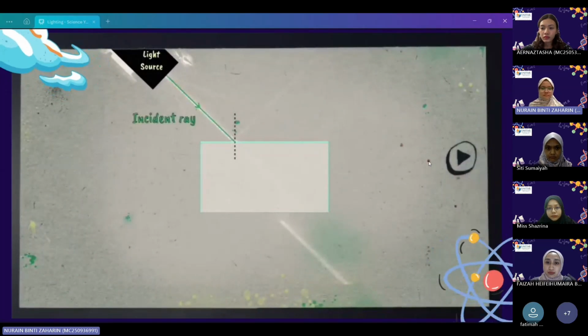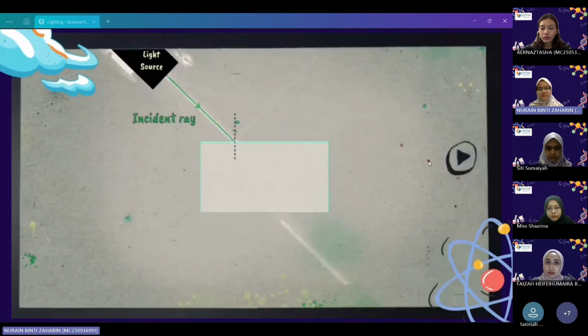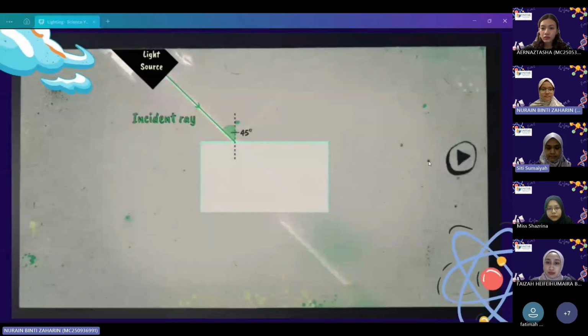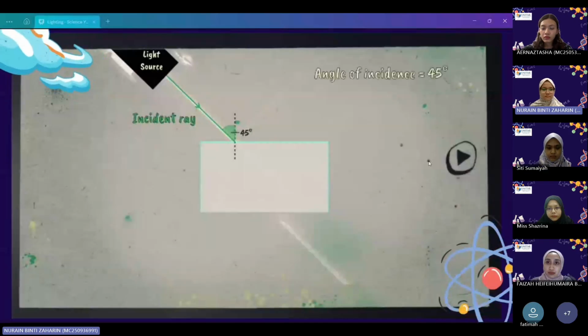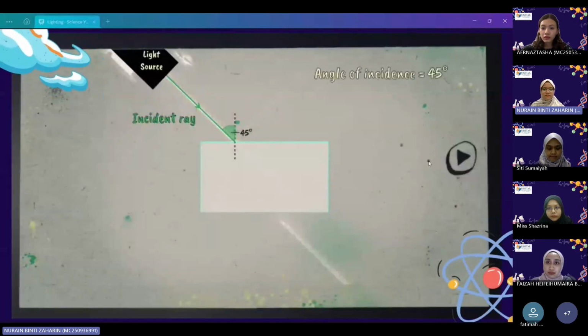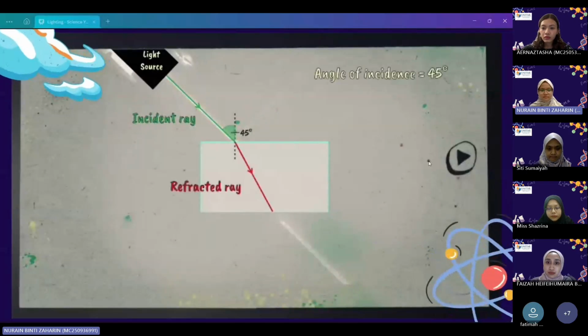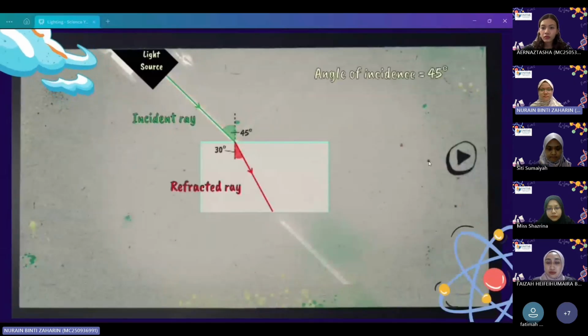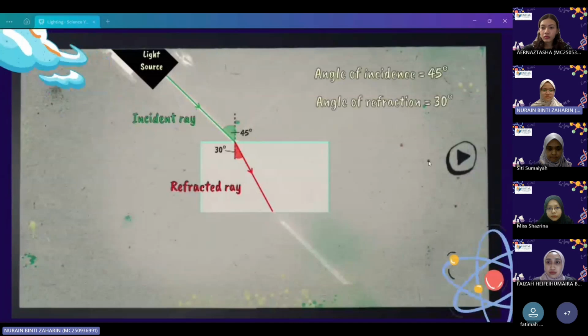Here, the ray, known as the incident ray, reaches the plastic block at 45 degrees from the normal. This is the angle of incidence. The ray within the block, known as the refracted ray, moves through the plastic block at 30 degrees from the normal. This is called the angle of refraction.